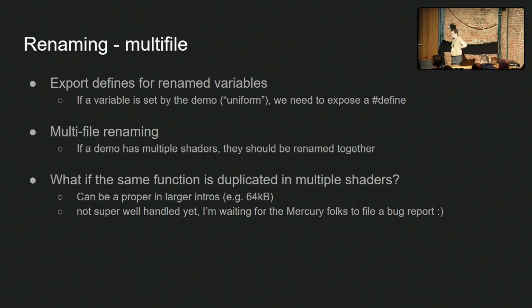There are also some complications when you have multiple shader files in the same application. Like if you have the in and out global variables, they should be renamed in the same way in both vertex shader and fragment shader. And then there's also the question, what if you had some hash included in your input and a lot of code got duplicated between different shaders, like the same function appears in 10 different shaders? This is not well handled yet.